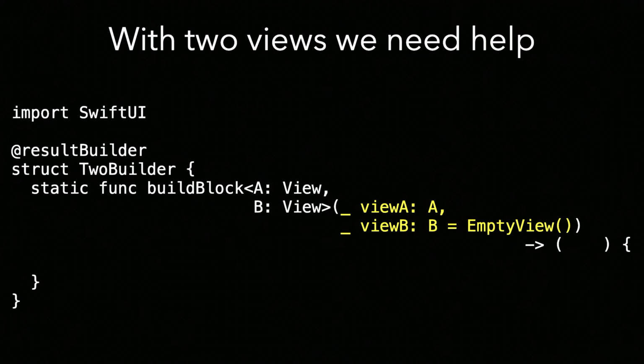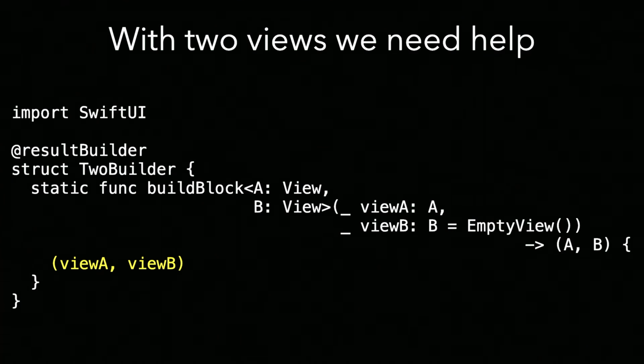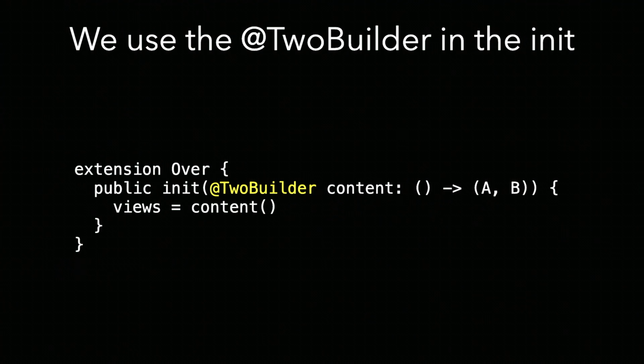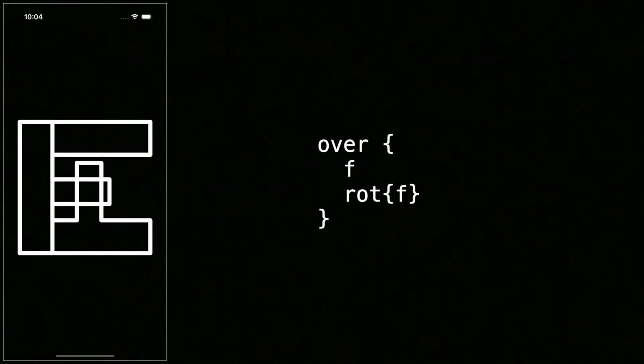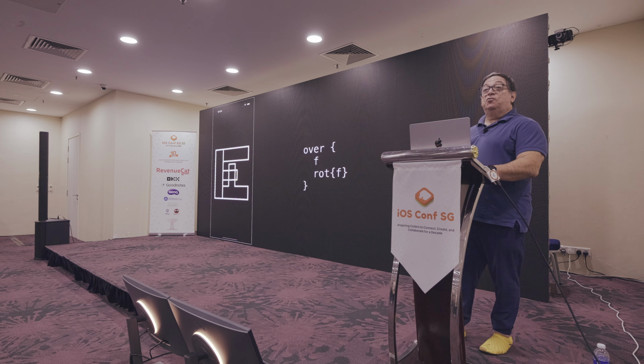I will have a view of type A, and I will have a view of type B, and I will default the second one to an empty view so that if I try to build and I just pass you one view, it'll draw it with the empty view as well. And it'll return A and B, and that's what to-builder does, and what makes us able to call this with the curly braces. I want to draw an F over an F rotated. Not the prettiest picture you've ever seen, but the code is gorgeous.